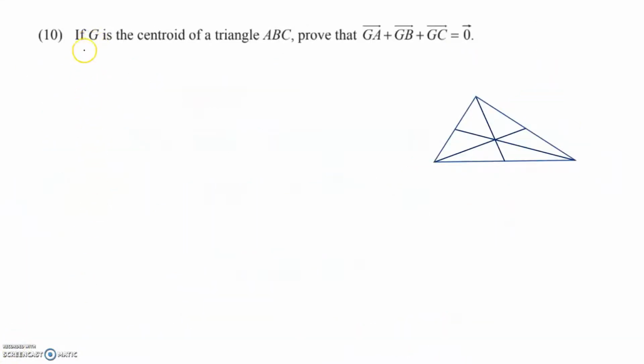Okay, in the next problem, G is the centroid of a triangle ABC. So let's mark this triangle as A, B and C, and G is the centroid. So which means let's mark this point as G, and when we say centroid, it is the point at which all the medians meet.